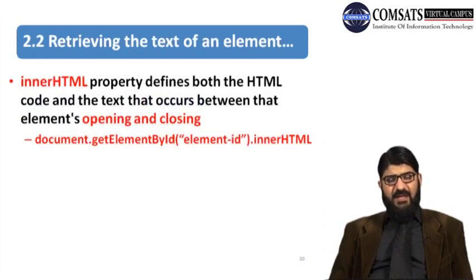Now, retrieving the text for an element, another method is the innerHTML property, which defines both the HTML code and the text that occur between the elements, where the elements are opening and closing. So what is the code for innerHTML? By using the document.getElementById method, mention the unique element ID, and then mention the reference of innerHTML.